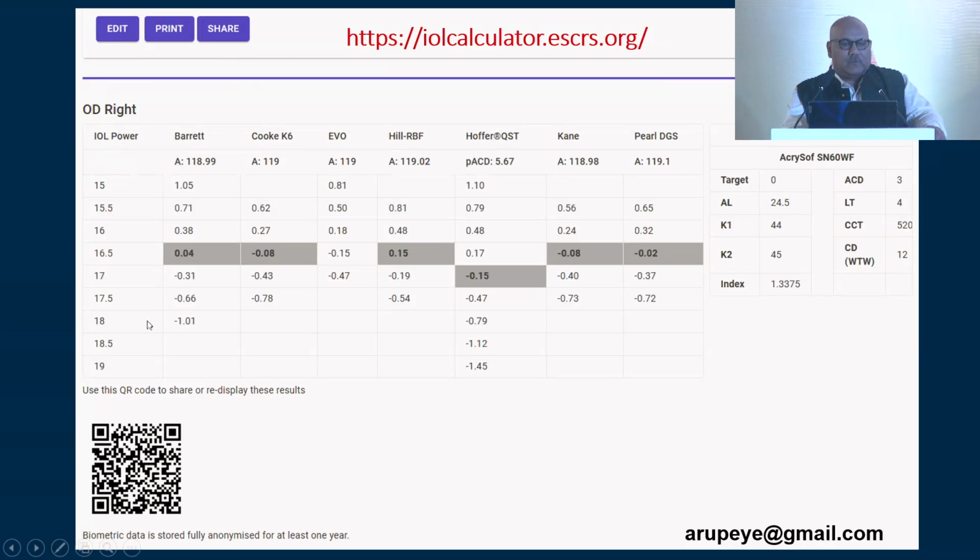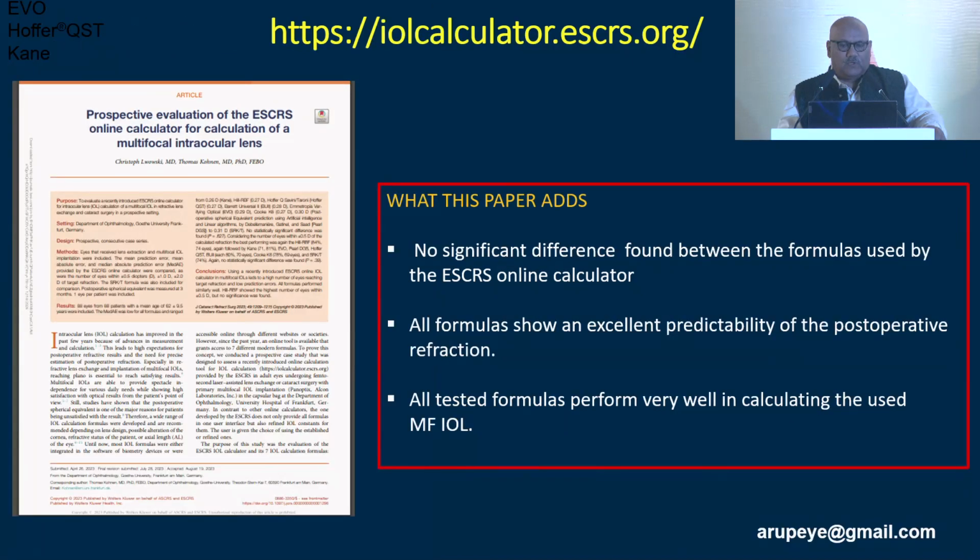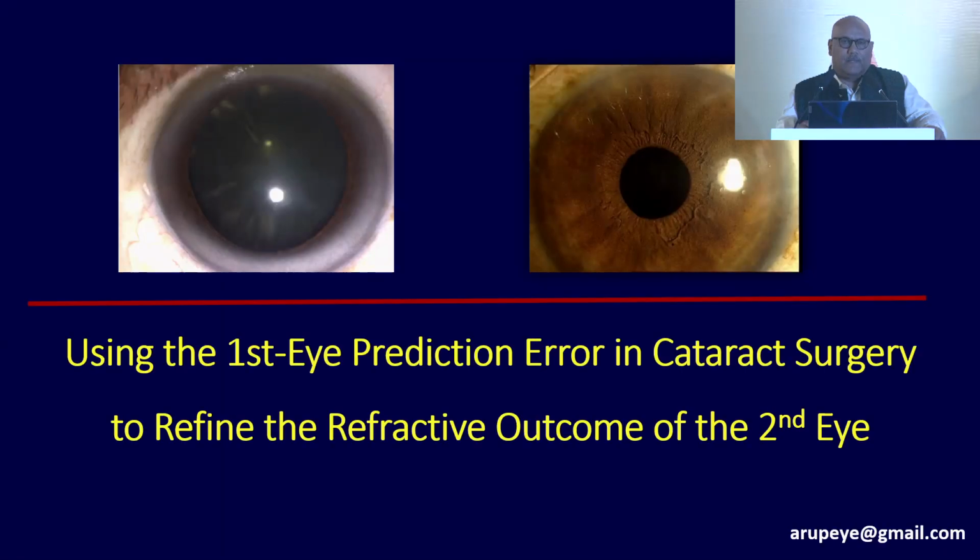So for example, say if I choose a 16.5 diopter for a particular formula, Barrett formula, I have an idea as to what is the prediction error, refractive error shown by the other formulas. So previously, I had to deal with multiple printouts, different formulas, and it was quite cumbersome and laborious. So this has been sorted out by the ESCRS calculator. And for the toric version also, the ESCRS calculator uses these 4 formulas, and it is again proved to be very, very effective.